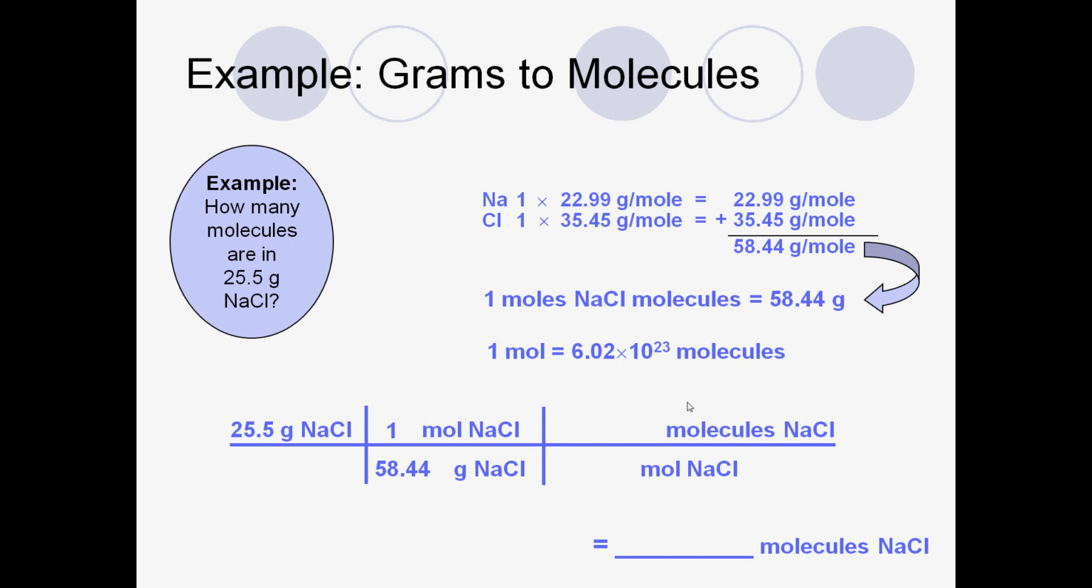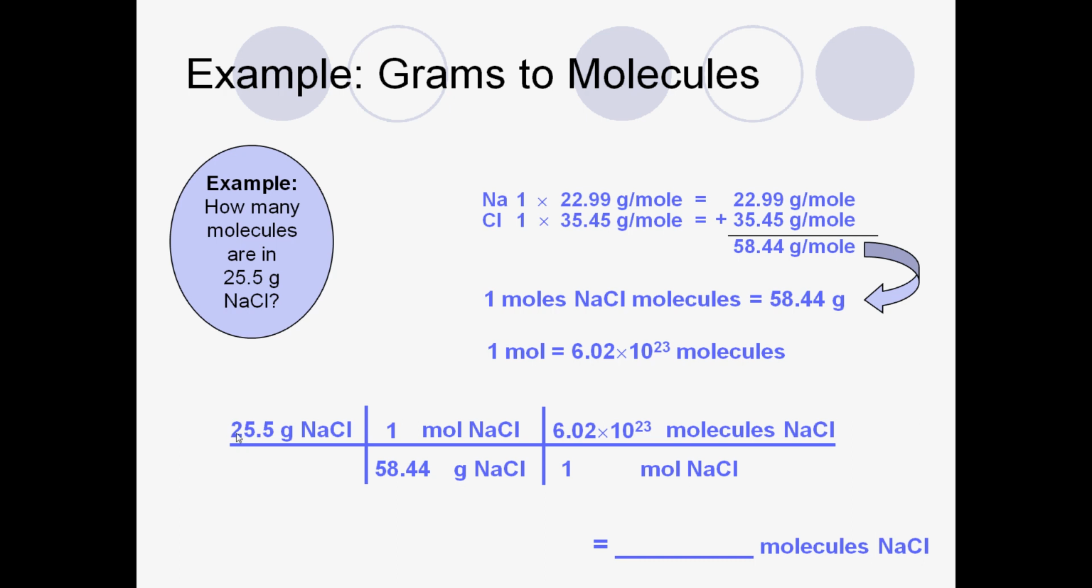We need to get to molecules. So now we know 1 mole is equal to Avogadro's number. So we take our 1 and plug it in for moles here. So these two will cancel out. And then we'll end up with our molecules on top, plugging in Avogadro's number to go along with that.